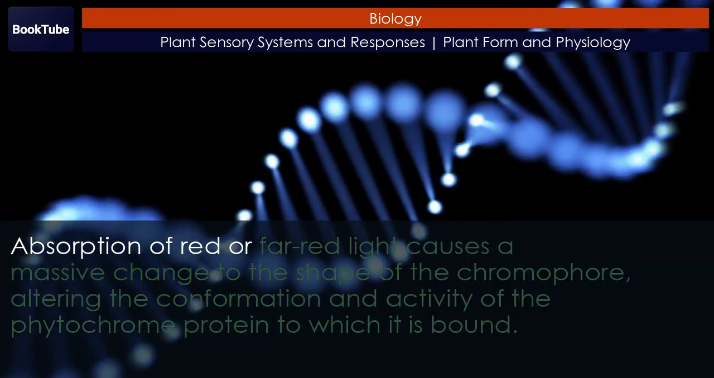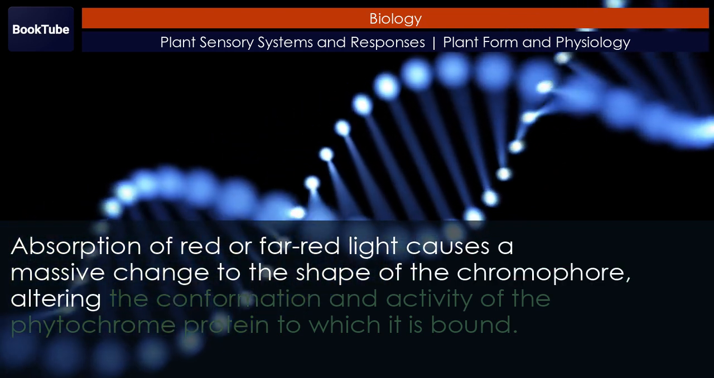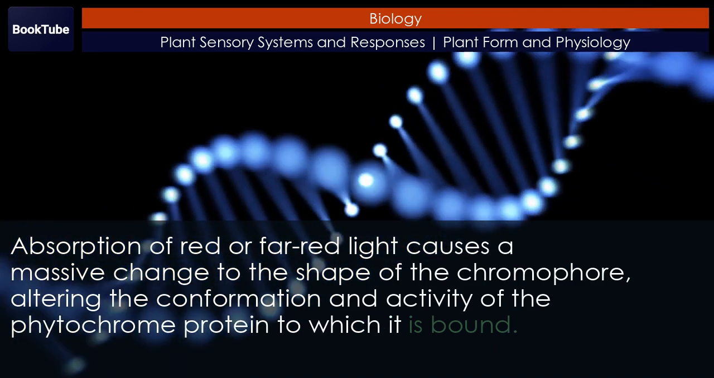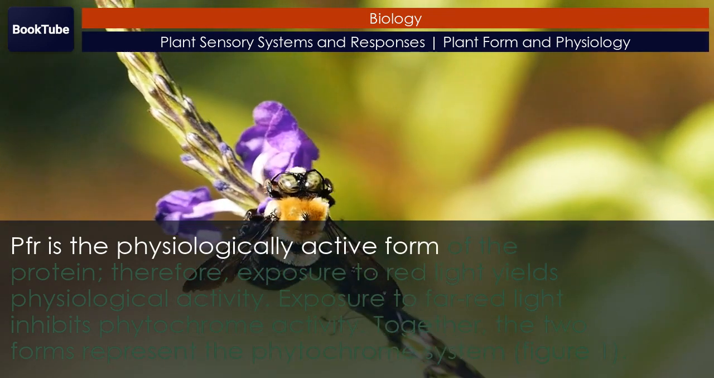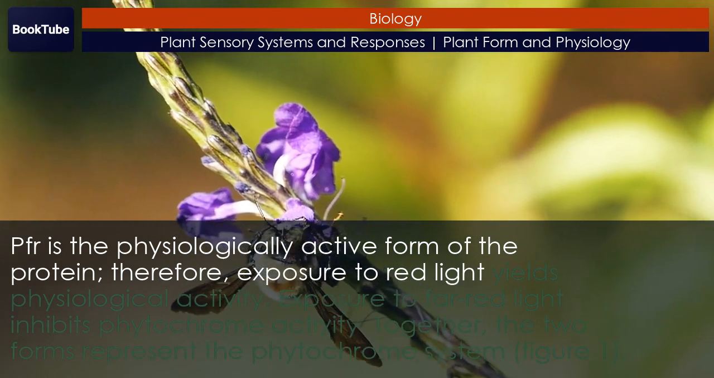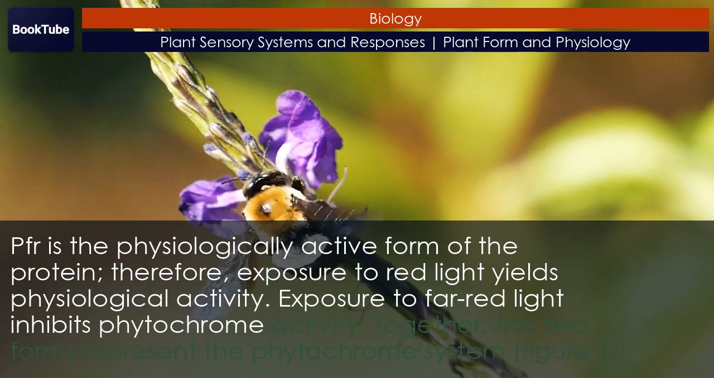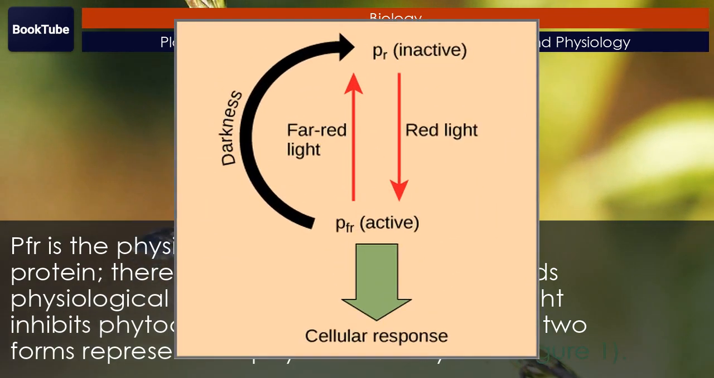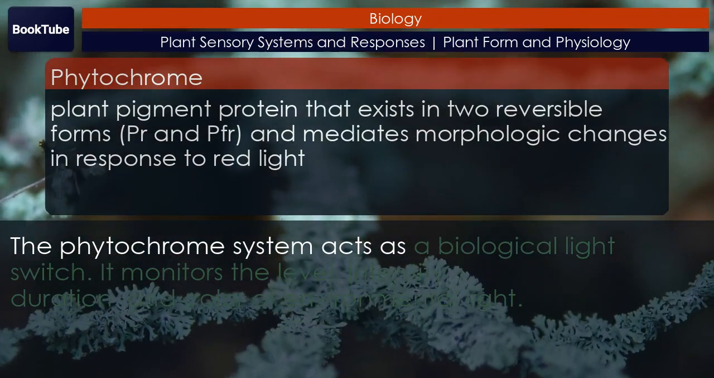Absorption of red or far red light causes a massive change to the shape of the chromophore, altering the conformation and activity of the phytochrome protein to which it is bound. Pfr is the physiologically active form of the protein. Therefore, exposure to red light yields physiological activity. Exposure to far red light inhibits phytochrome activity. Together, the two forms represent the phytochrome system. Figure 1. The phytochrome system acts as a biological light switch.